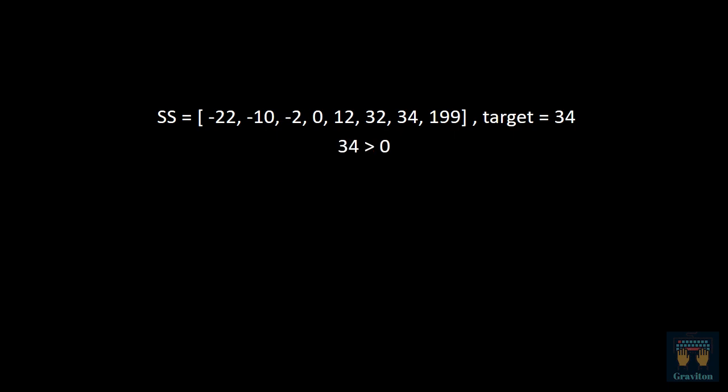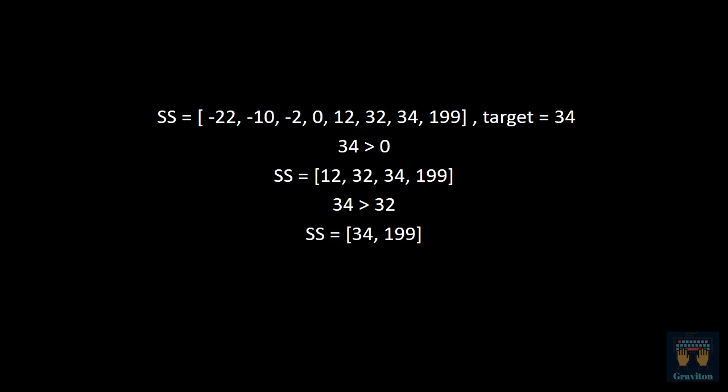Now since the target is greater than 0, 34 is greater than 0, we know that 34 can be present only to the right of 0. Therefore our new search space will become this. Now again we will find the middle element. Middle elements are 32 and 34. We will check the left one, which is 32, and again 34 is greater than 32, which means 34 can only lie to the right of 32. So the search space will become this.